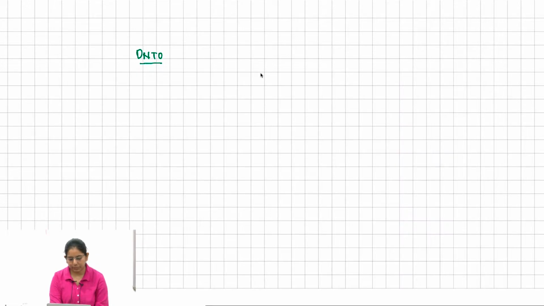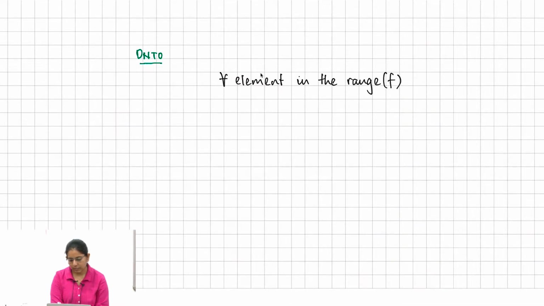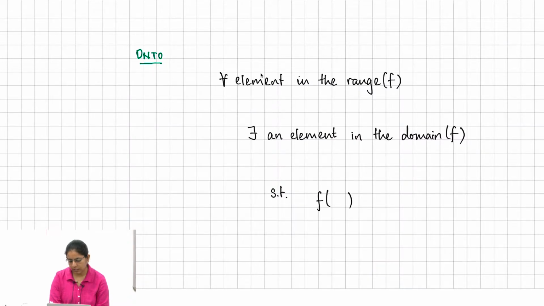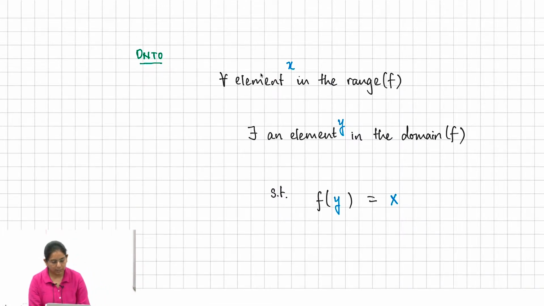So okay, let's just write out what it means for a function to be onto. So we say for every element in the range of the function, there exists an element in the domain of the function such that, so let me just say, for every element in the range, there is an element in the domain such that the function maps y to x.